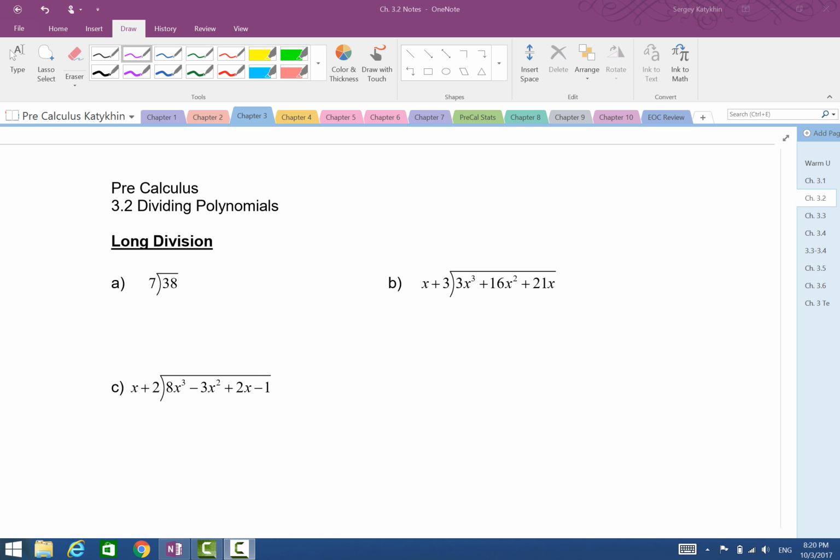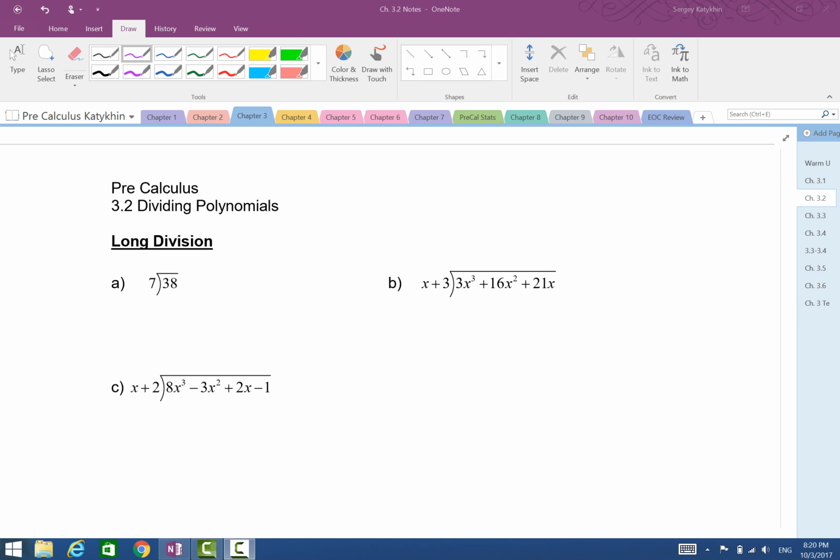Hello, I'm going to be covering 3.2, dividing polynomials. In this section, we're going to look at long division and how to divide polynomials. To start off this problem, we're going to go ahead and look at 7 dividing into 38, and we're going to go through the steps on how to do that.